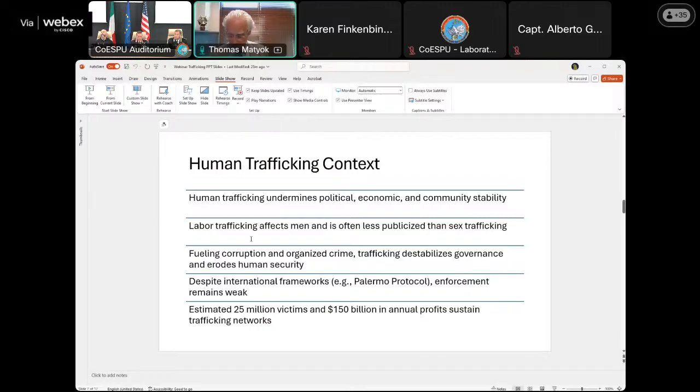And here you can observe context. I'd like to highlight that despite international frameworks, such as the Palermo Protocol, enforcement remains weak. Again, it is a big elephant.